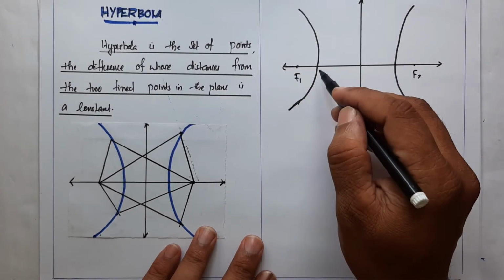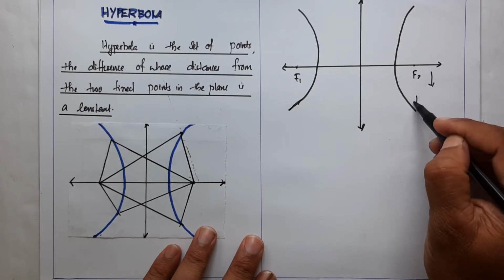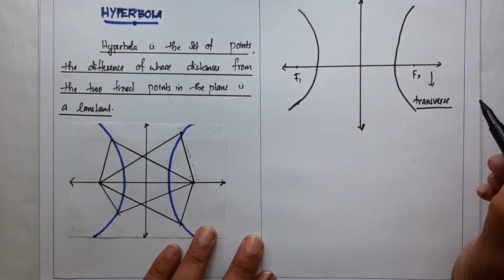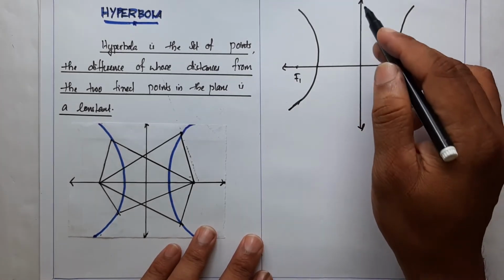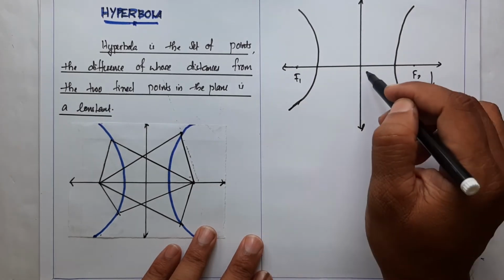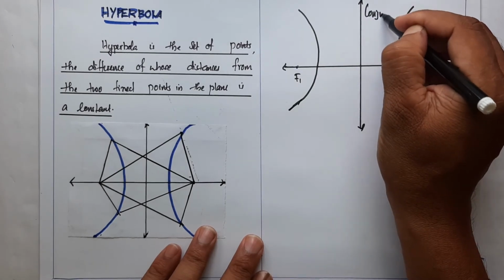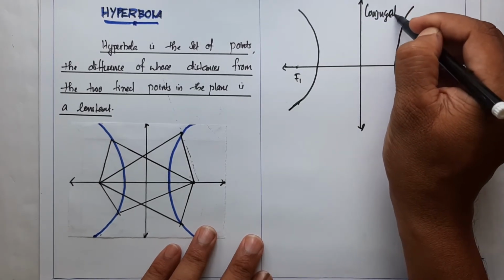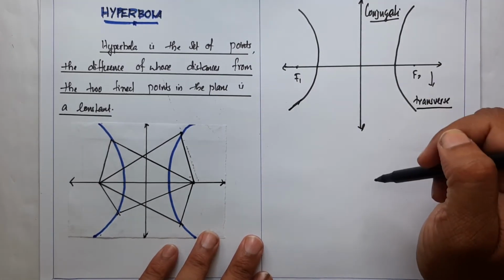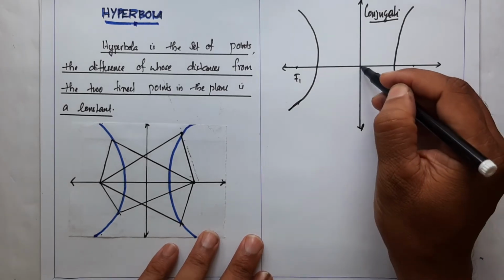An axis passing through these foci is called the transverse axis. And an axis perpendicular to this transverse axis and passing through the midpoint of these two foci is called the conjugate axis. This x axis is called the transverse axis and the y axis is called the conjugate axis. This is the center of the hyperbola.